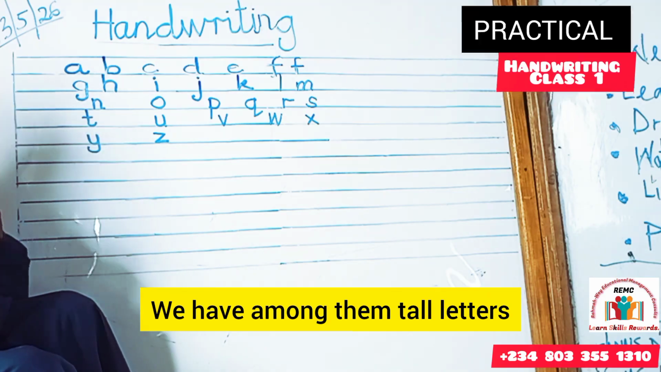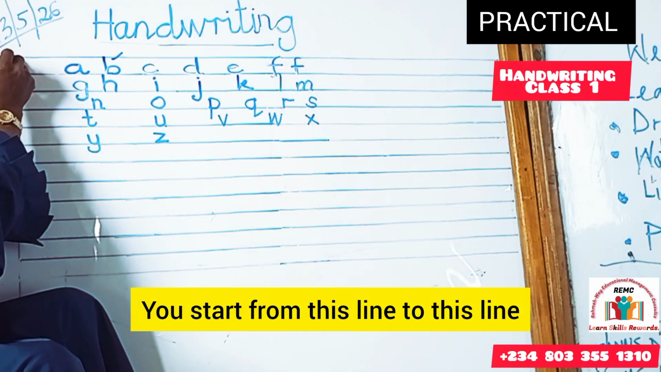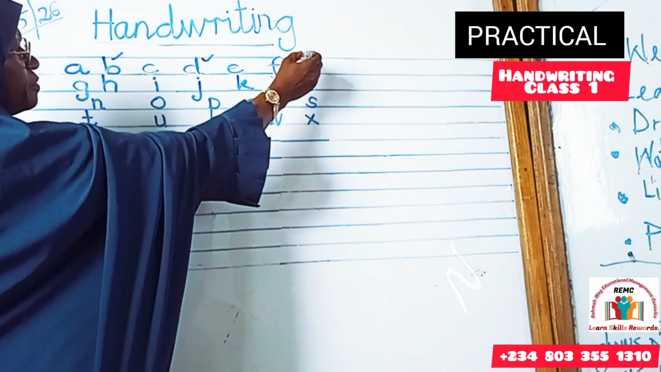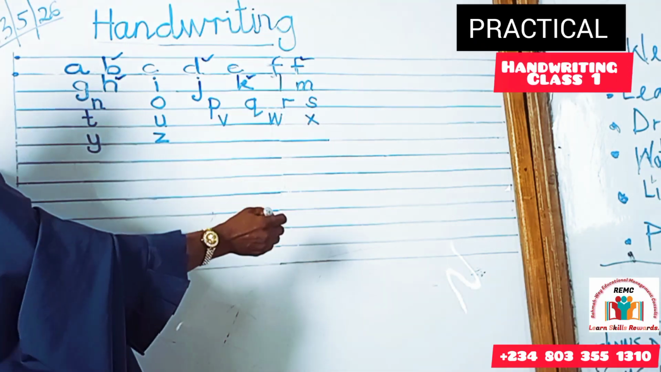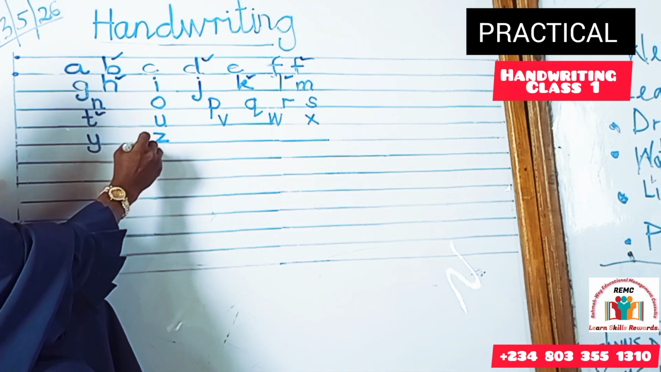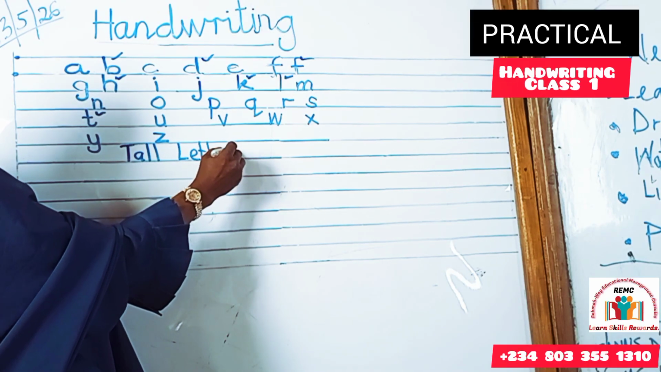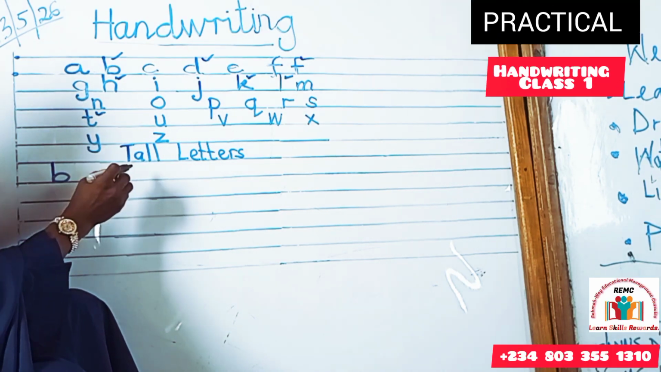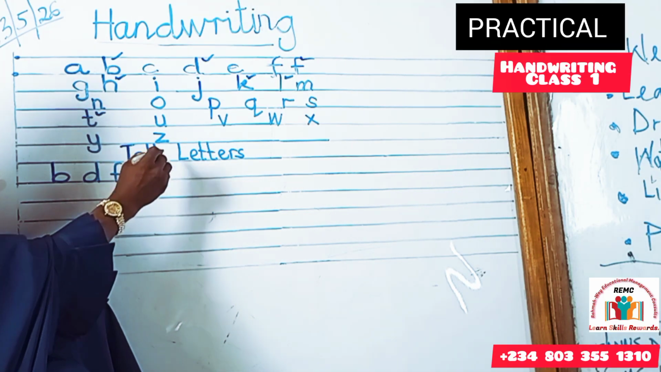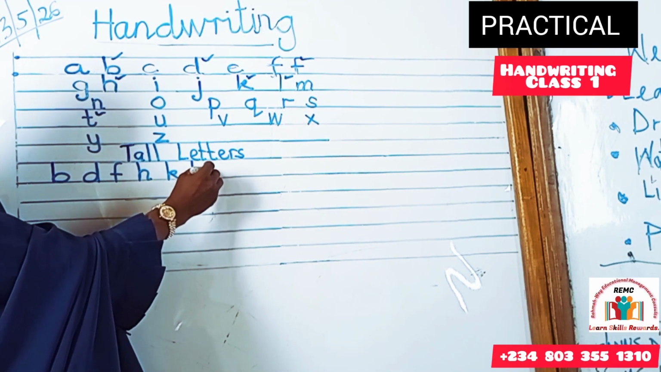We have among them tall letters. All these ones that are taking the whole space between the two lines you are writing. You start from this line to this line. So you can see B took all the spaces, D as well. Those are the tall letters, F also. H also, K also, L, and T. The tall letters are B, D, F, G, H, K, L, and T. These are the tall letters.